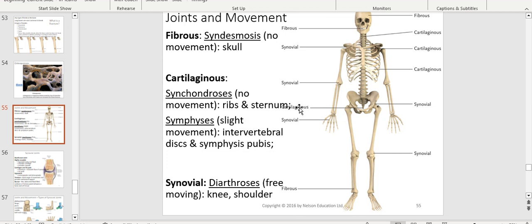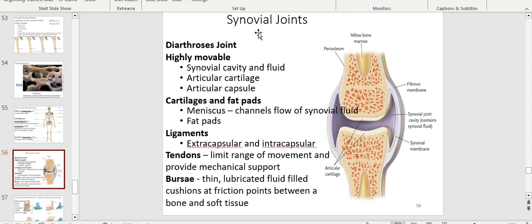Cartilaginous joints have no movement or very little, but the big movers and shakers are your synovial joints. The synovial joints, also known as diarthrosis, are highly movable, with a synovial cavity and fluid. You have to keep that joint lubricated. They have articulating cartilage and an articular capsule.